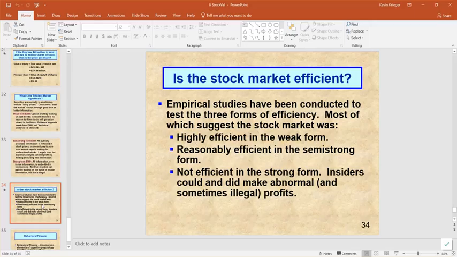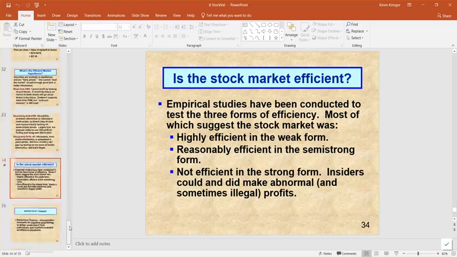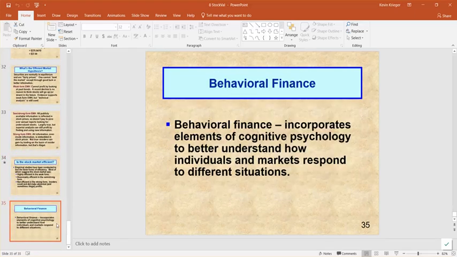Insiders can and do make abnormal and sometimes illegal profits. And there are some gray areas to things like that too. But as you know, or you remember from news stories, people do go to jail sometimes for that sort of thing. But prices are not always perfect.